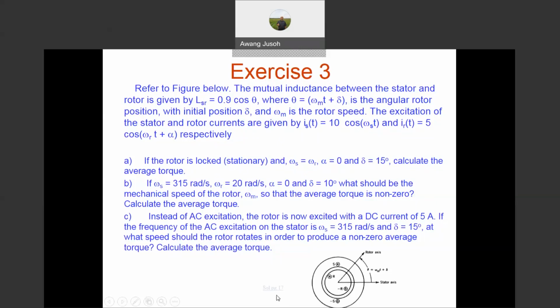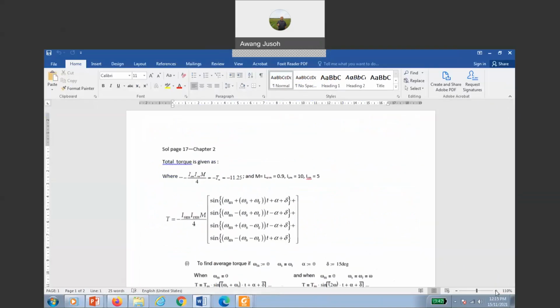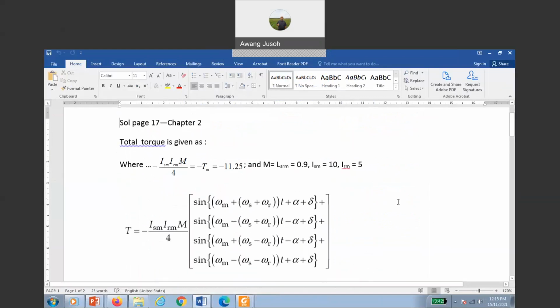Okay, go back to the solution just now. If you multiply these three terms, Is, Ir and LSR, we have this. The torque maximum equals this formula: Is max, Ir max, multiplied by the maximum of the mutual inductance, divided by 4. Then we got negative 11.25 for this one, and this term there. Okay, this is a basic formula for the induction motor equation.